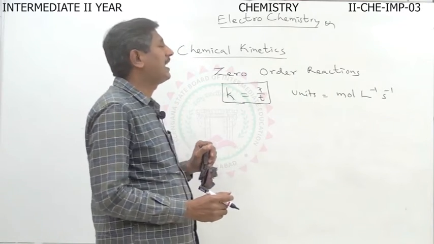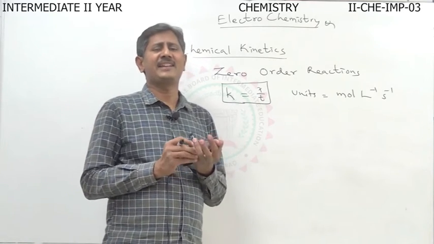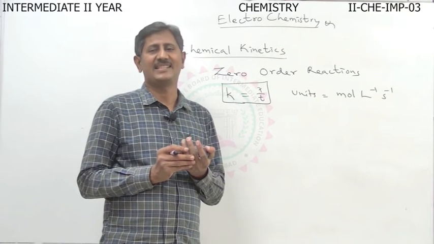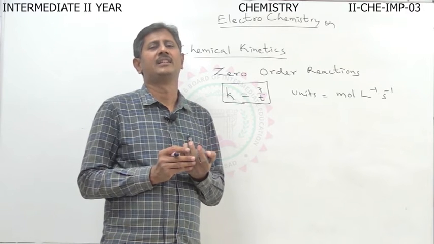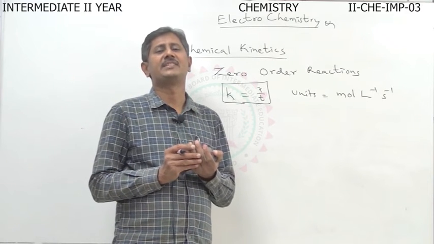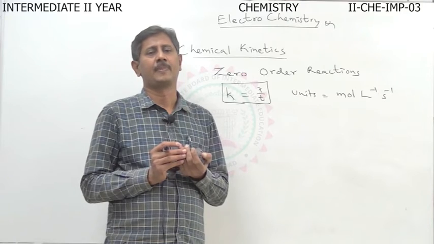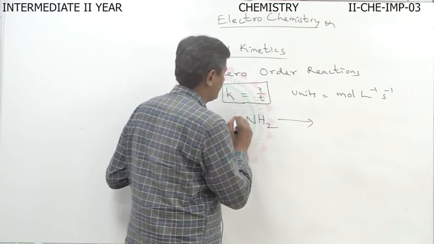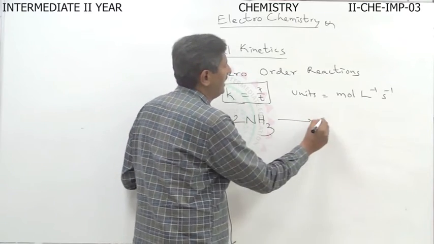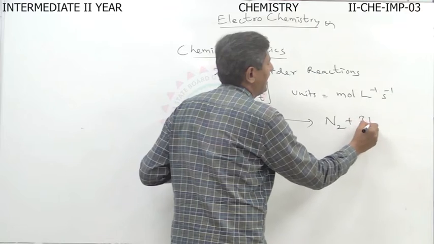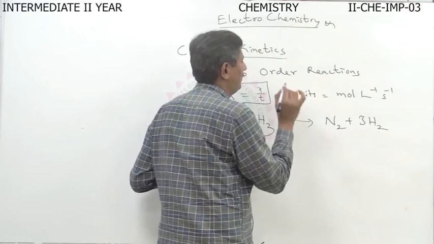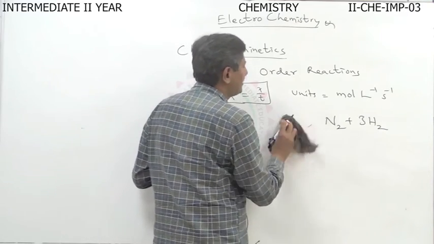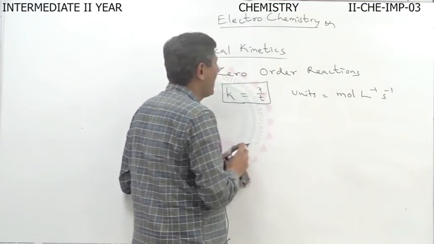And here the examples are enzyme catalyzed reactions and thermal decompositions of gases like ammonia and hydrogen iodide in the presence of metal catalysts. Here ammonia will be decomposed into nitrogen and hydrogen in the presence of platinum catalyst. Like this, we can see some of the zero order reactions, and now the half-life period.